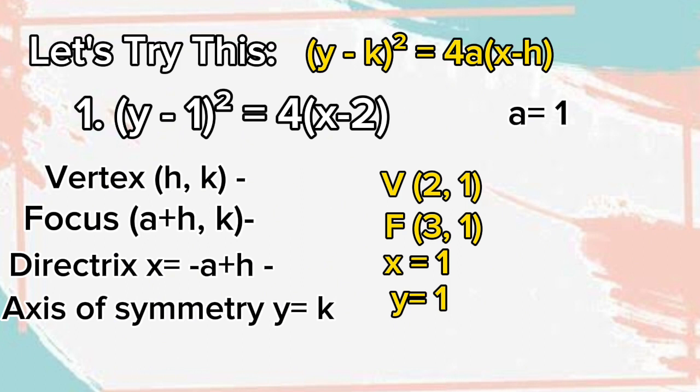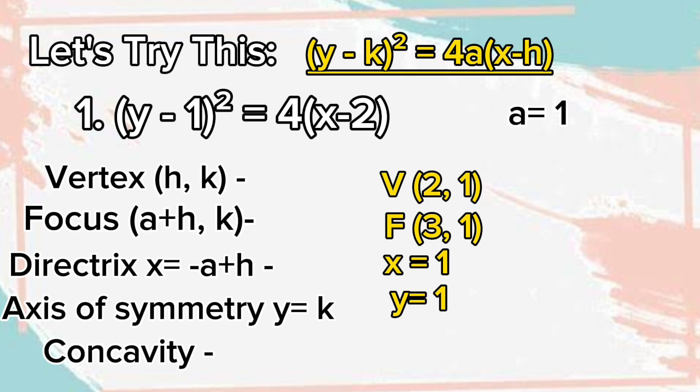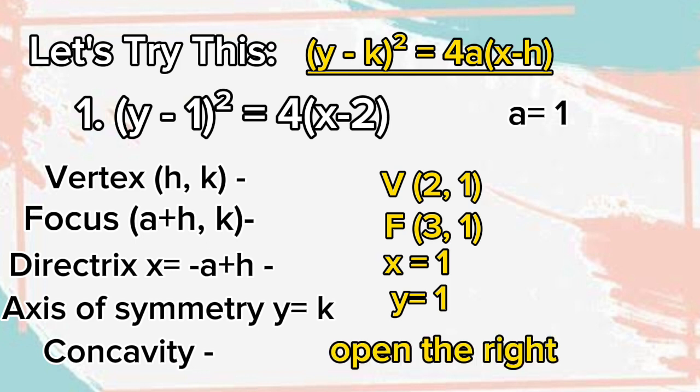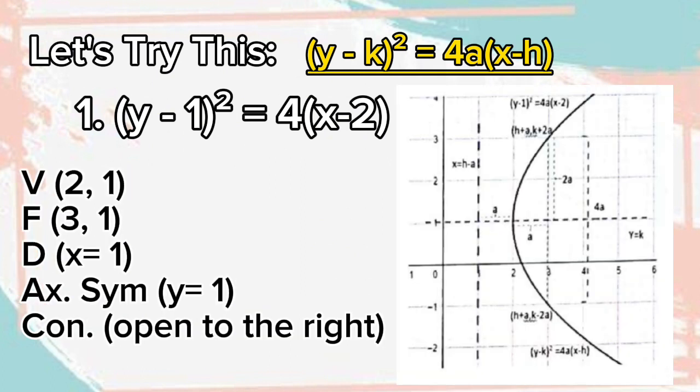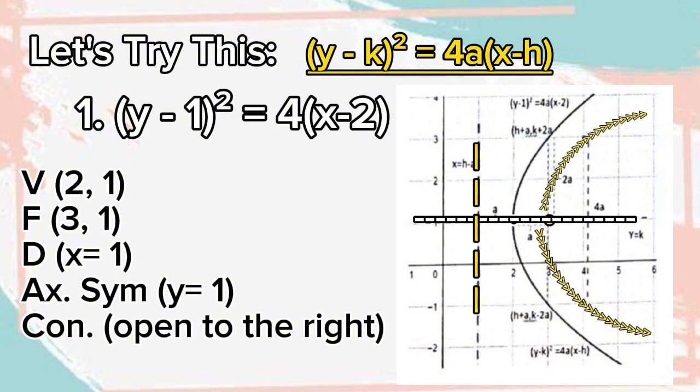Lastly, we need to find its concavity or its opening. Since our equation is y minus k squared is equal to 4a times x minus h, and it is positive, our concavity would be open to the right. So pretty simple. And this is how we graph those properties. As you can see, the vertex is over here, 2 and 1. Our focus is over here, 3 and 1. Then our directrix is here, which is 1. And our axis of symmetry is 1. Then its concavity is open to the right.